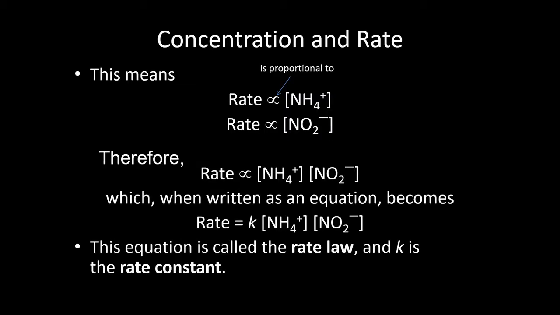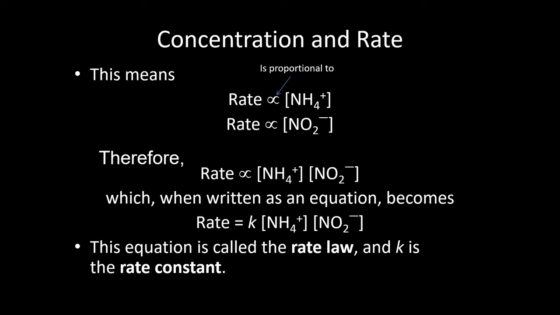What this tells us is that the rate is proportional to the concentration of the ammonium, and the rate is proportional to the concentration of nitrite. It is directly proportional to both of those things. This proportionality, if you're unfamiliar with that, is just saying that if two things are proportional, when something happens to one thing, the same thing happens to the other. So when one is doubled, the other is also doubled. If one is halved, the other one is also halved. That is what proportionality means.